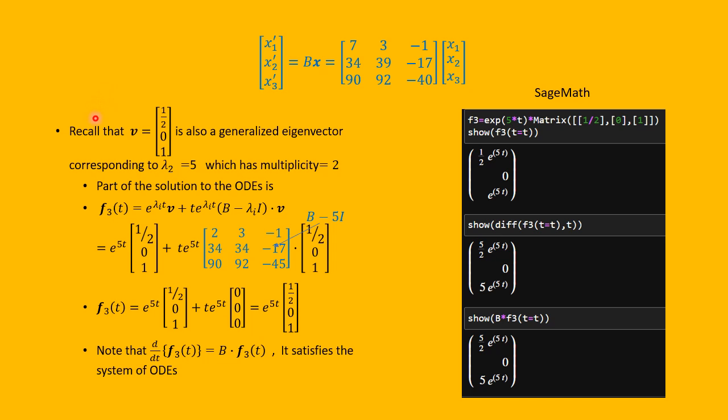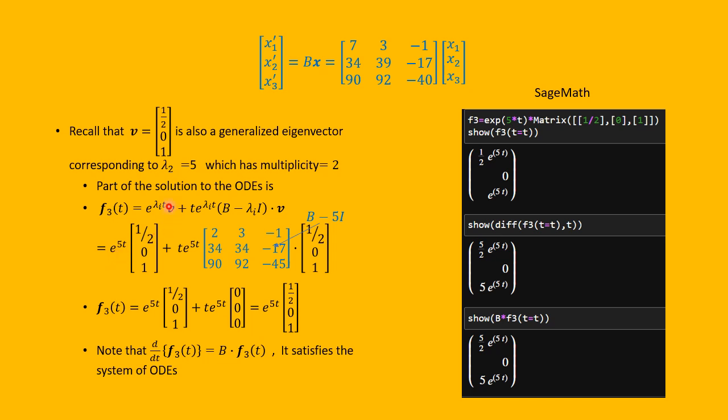We had a second generalized eigenvector corresponding to the eigenvalue 5. It was this one, 1/2, 0, 1. So that will give us another solution, which I'll call f sub 3 of t, to this system of equations up here. F sub 3 of t is going to be e to the lambda sub i t times this generalized eigenvector, plus t e to the lambda sub i t times (B minus lambda sub i times the identity) times that generalized eigenvector.